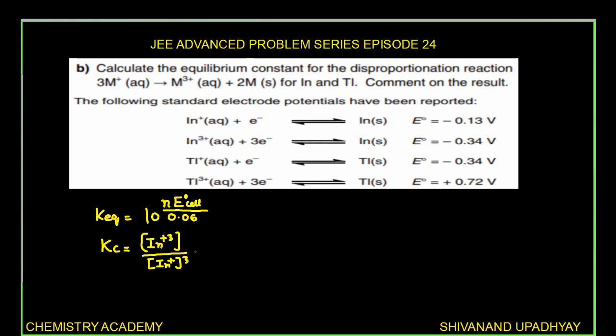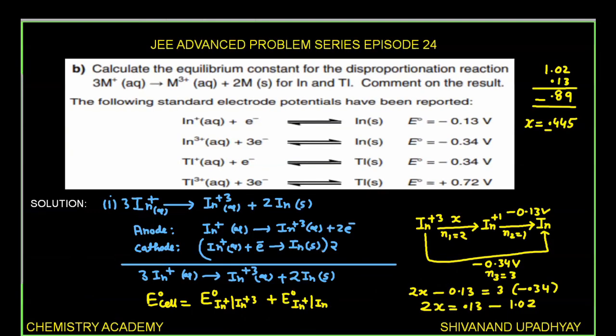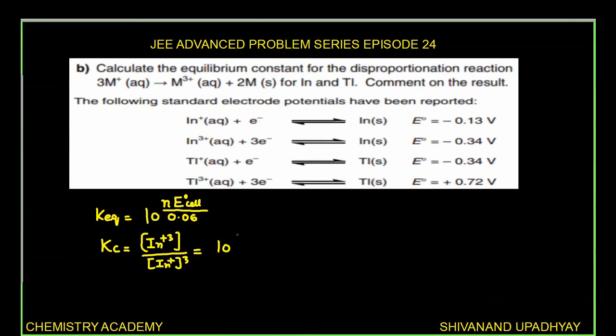So this will be the value of the equilibrium constant, which we can write as 10 to the power, with the number of electrons participating in the net cell reaction being 2 for indium as well as thallium. When we are adding, 2 electrons are participating, and we have calculated E naught cell to be 0.315. So if I put the value over here, 2 into 0.315 divided by 0.06.